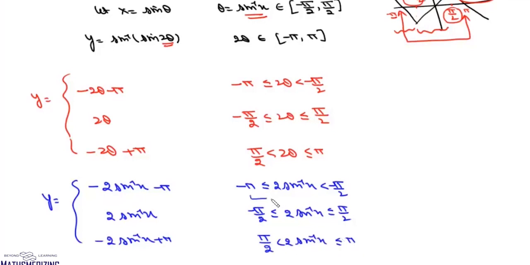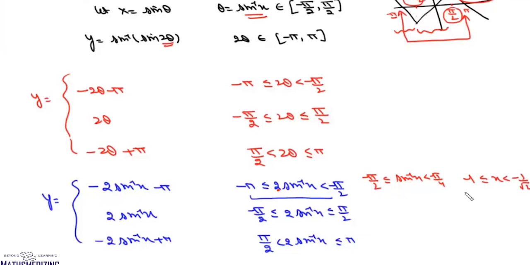Now we'll try and simplify this in terms of x. So we'll divide everything by 2. We get minus pi by 2 is less than or equal to sin inverse x, which is less than minus pi by 4. Now we'll take sine on both sides. Sine of minus pi by 2 is minus 1, and this is x, and sine of minus pi by 4 is minus 1 by root 2.